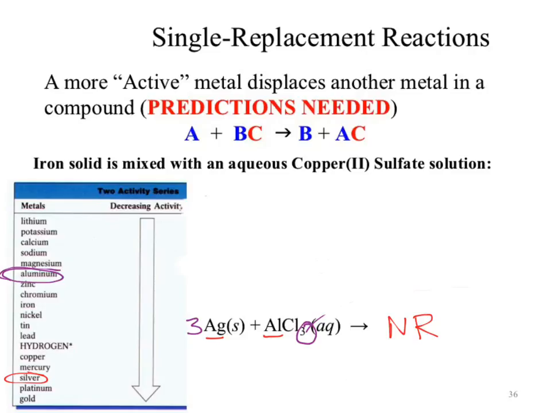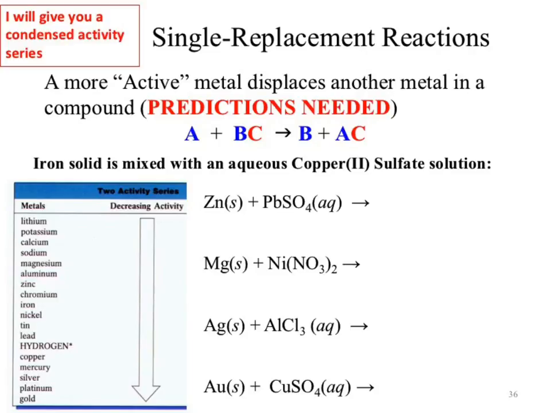No. I will give you a condensed activity series. In fact, if you take a look at your first exam, on the front of it, you will find a condensed activity series. It was already on your exam. Why was it there? Because you're going to need it for this exam, and I don't want to make multiple cover pages. Okay? You need to be able to use it and manipulate it. The higher on the activity series, the more likely the reaction occurs. The lower on the activity series, the less likely it occurs.